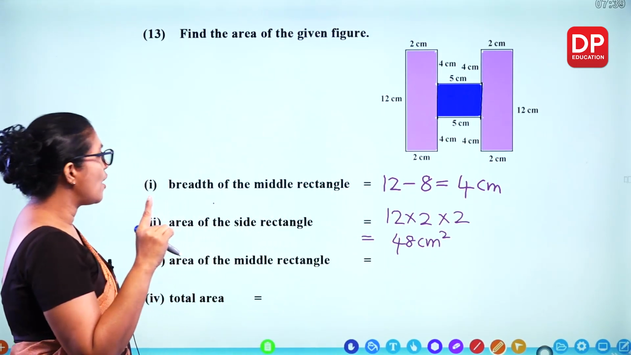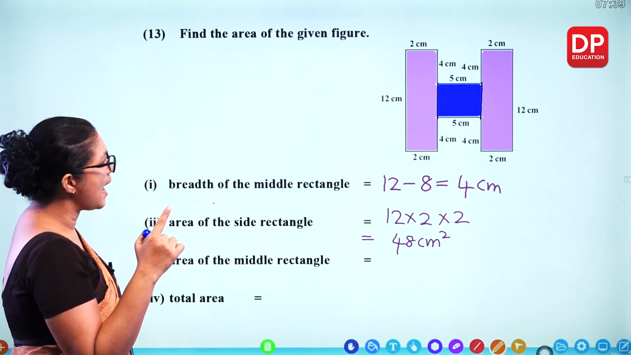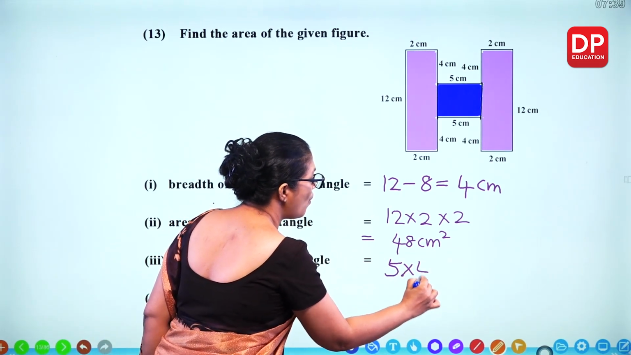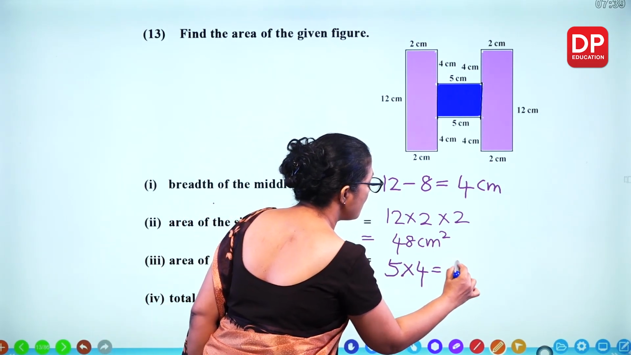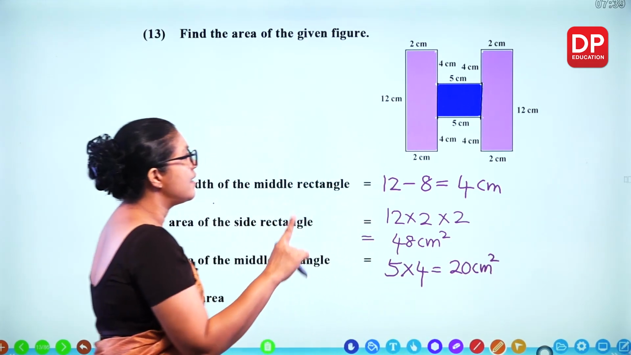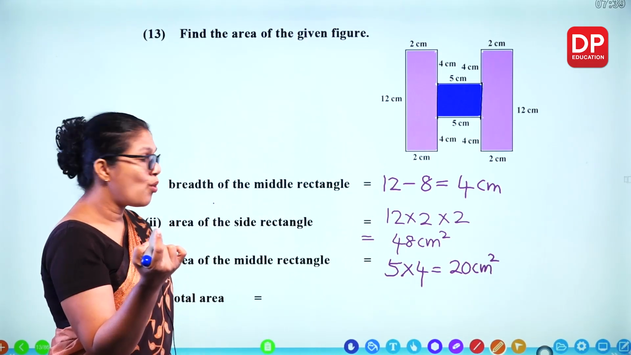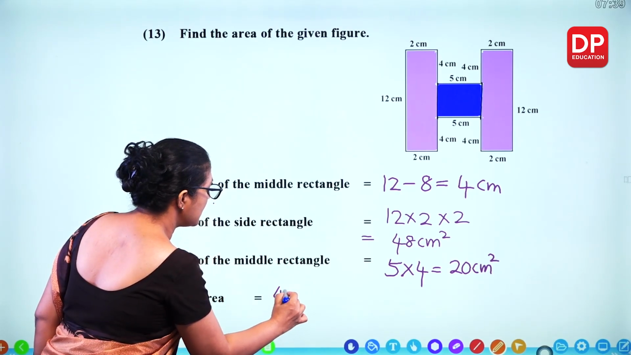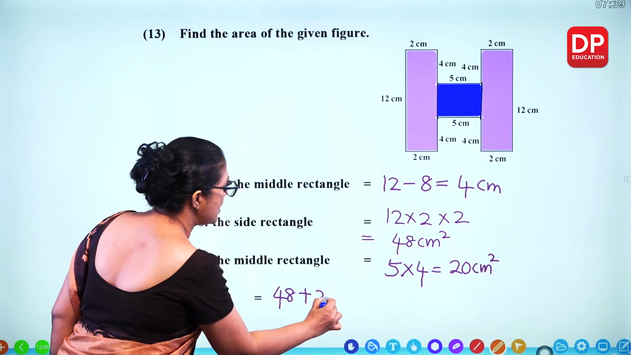Now we can find out the area of the middle rectangle is, length is 5, breadth is 4. You get 4 times 5, 20 square centimeters. And now how we find out the total? Just add these two. So 48 plus 20.